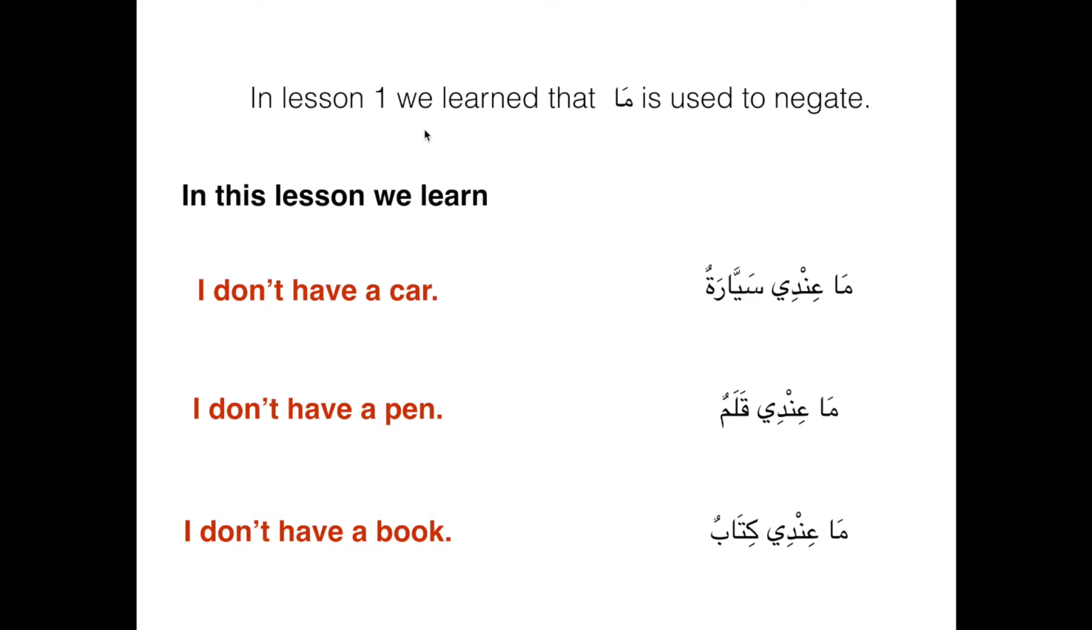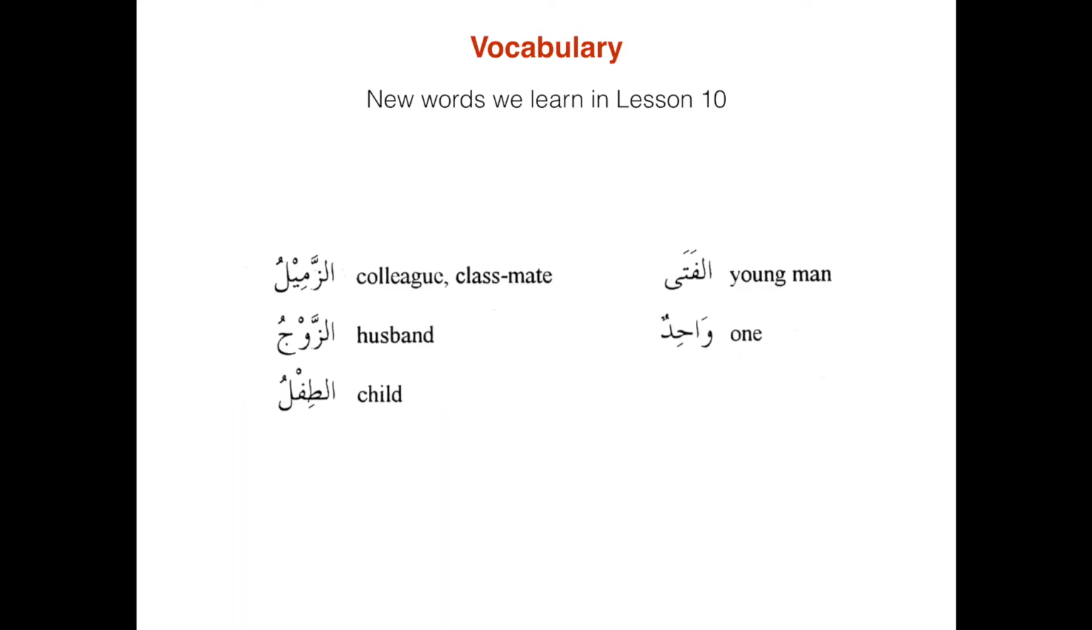In lesson 1, we learned that ma is used to negate. In this lesson, we'll learn ma indi sayyaratun. We can say ma indi sayyaratun, ma indi qalamun, ma indi kitabun. You're negating what you don't have. Vocabulary for this lesson: al-fata, young man; wahidun, one; az-zamilu, colleague, classmate; az-zawju, husband; at-tiflu, child.